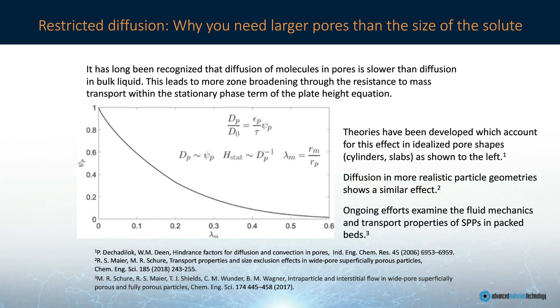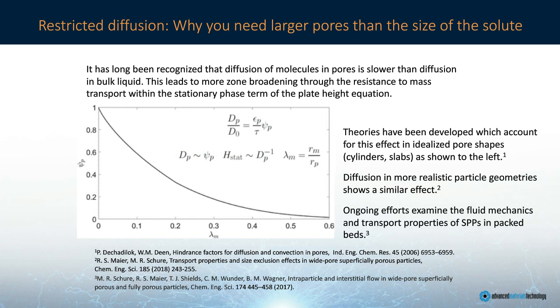Now, why do you need larger pores than the size of the solute? It's been long recognized that the diffusion of molecules in pores is slower than diffusion in bulk liquid. This leads to more zone broadening through resistance to mass transport within the stationary phase term of the plate height equation. Theories have been developed which account for this effect in idealized pore shapes, cylinders and slabs. In the graphic on the left, the y-axis is the psi p term, which is the hindrance factor, and psi p scales with Dp, which is the diffusion of the molecule into the pore.